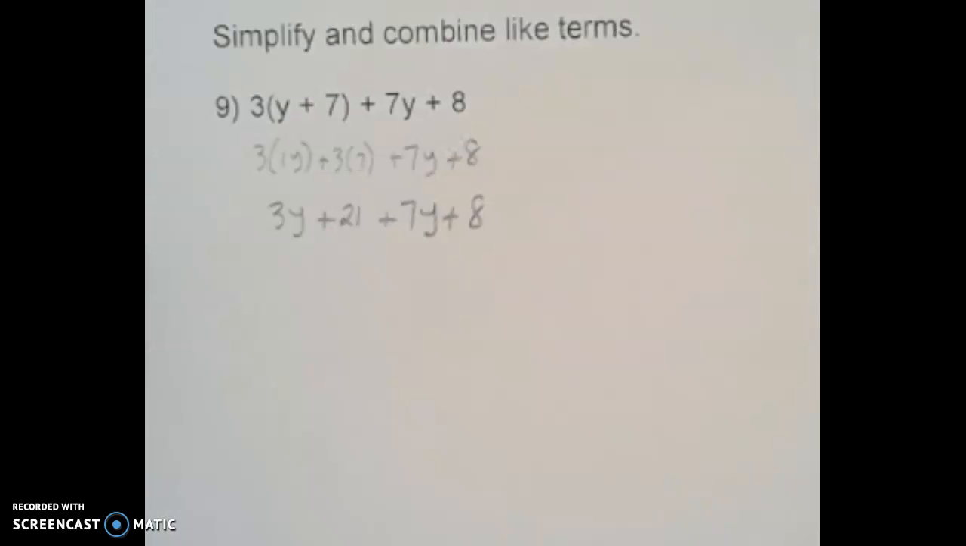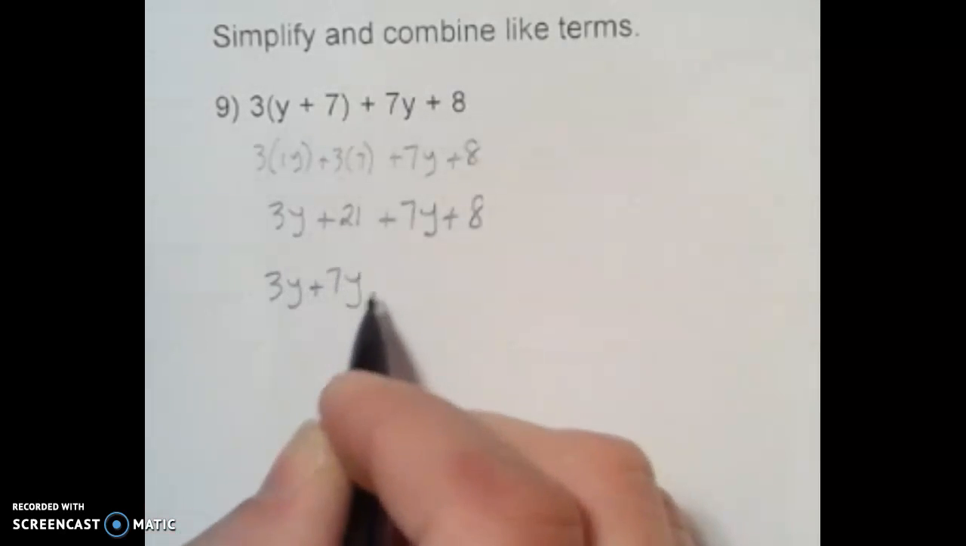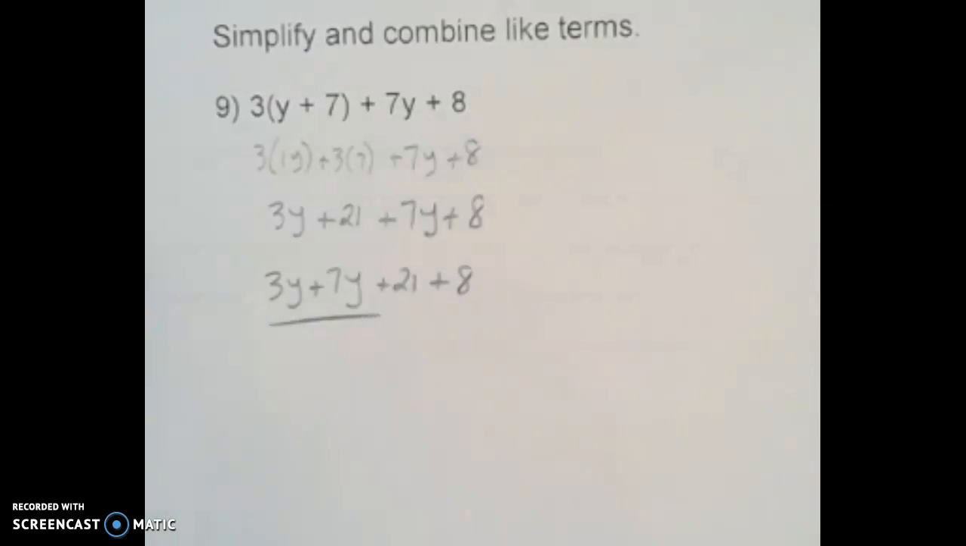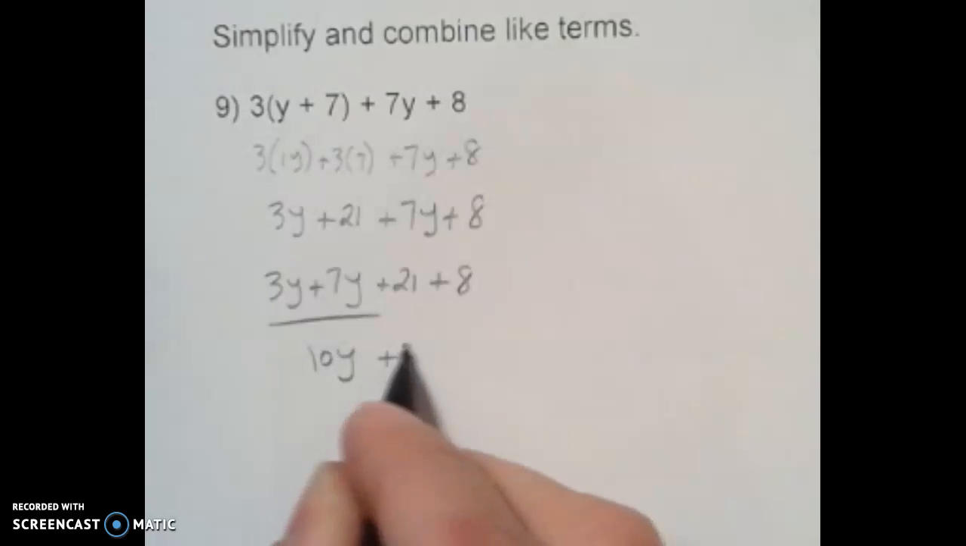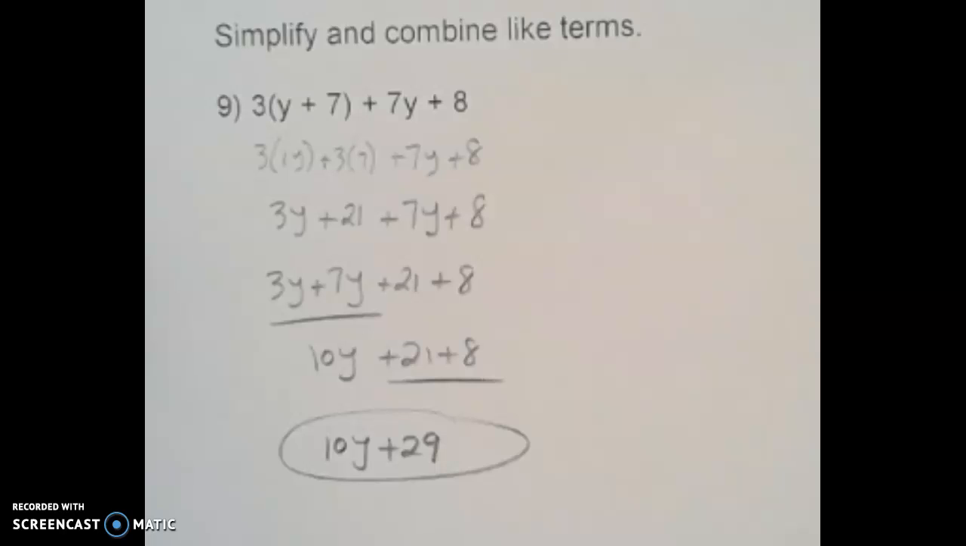Now we're going to rearrange our terms, variables in front, so 3y plus 7y, constants at the end, plus 21 plus 8. And now we'll combine our variable terms. 3y plus 7y is 10y, plus 21 plus 8. And now we'll combine our constants. 21 plus 8 is 29, so we're going to have 10y plus 29. Variable terms and constants can't combine, so that's our new simplified expression.